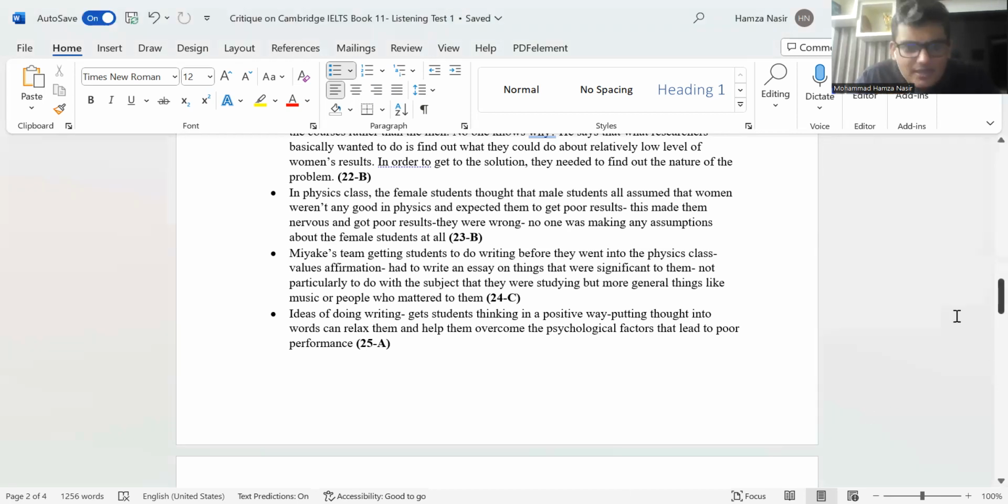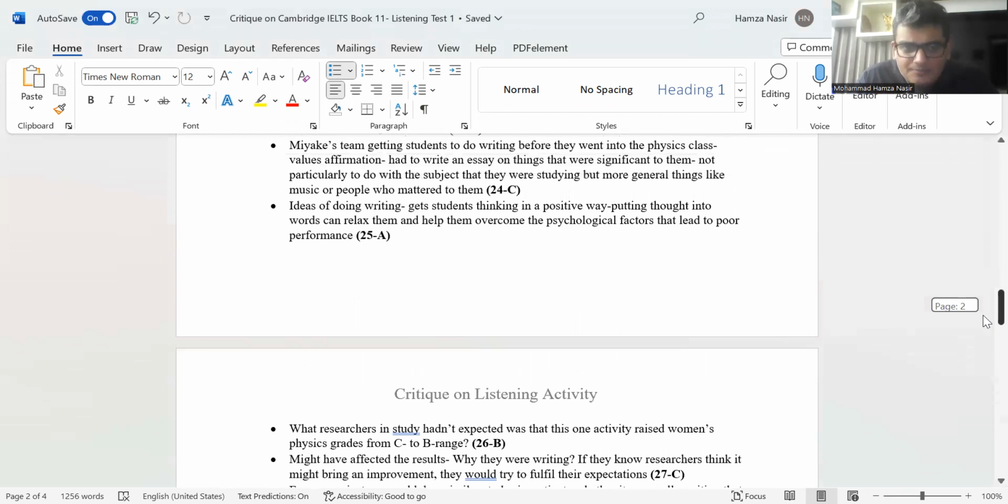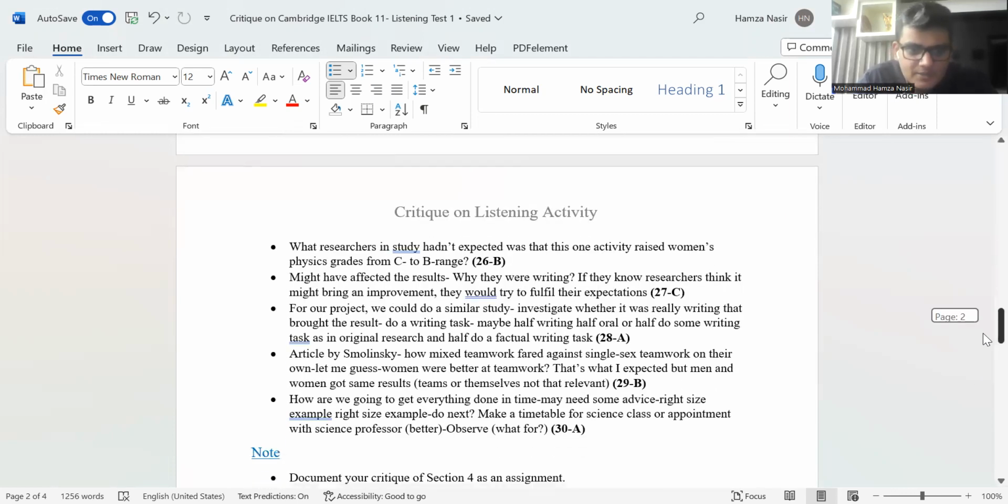All right. Next up, if you look at 25: what was the aim of the writing exercise done by the subjects? So these fellows did a writing exercise. What was the purpose of it? The idea of doing writing is to get students to think in a positive way. Putting thoughts into words can relax them and help them overcome the psychological barriers that lead to poor performance. When they're relaxed, automatically they will be stress-free, since being relaxed is the opposite of being stressed. So their stress levels go down, the stress is being reduced. So the answer for 25 is going to be A, to reduce stress. There's no talk about verbal ability or logical thinking.